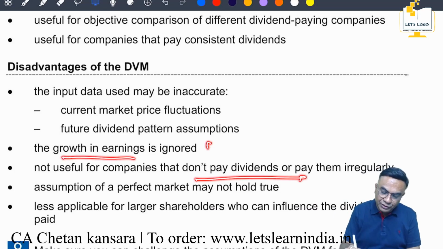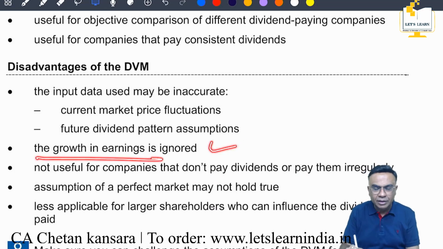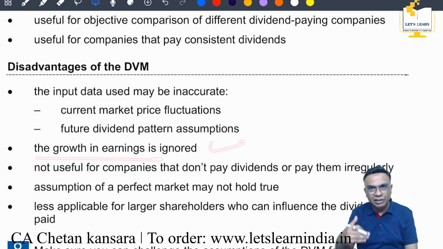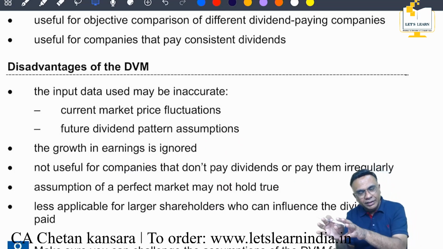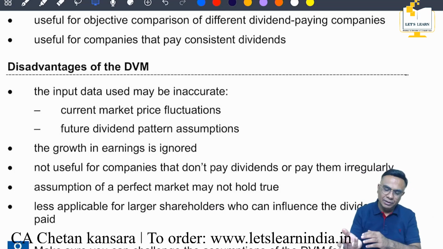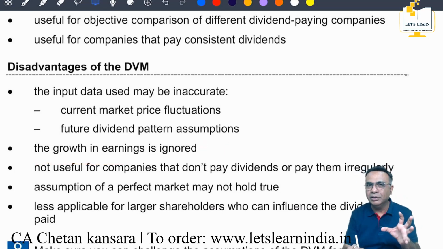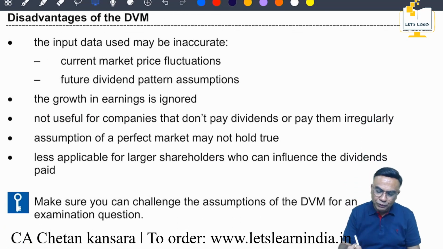The growth in earning is ignored. We assume the dividend payout. Here we are considering the earnings, but the impact is on dividend. They are saying dividend increases by 10%, 10%, but that is indirectly due to earning only. So when I say growth in earning is ignored, this is not exactly correct according to me. There is growth related to earning, because this particular sentence doesn't make that much of sense. Not useful for companies that don't pay.